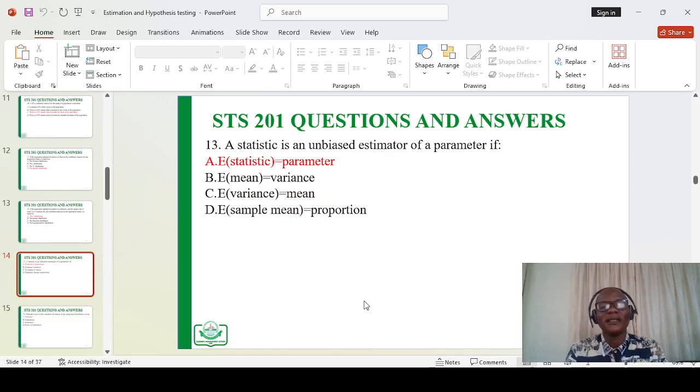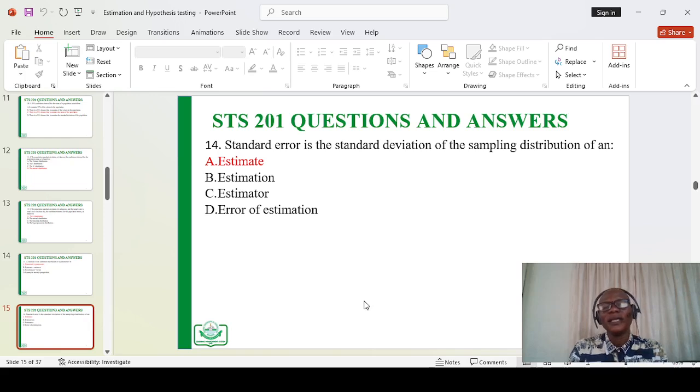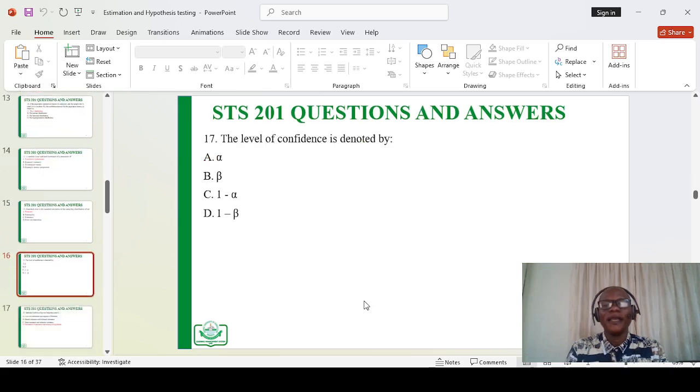A statistic is an unbiased estimator for a parameter if you take the expectation of that statistic and you get the parameter. So A is the correct answer. Standard error is the standard deviation of the sampling distribution of that estimate. So A is the correct answer. The level of confidence is denoted by alpha. A is the correct answer.